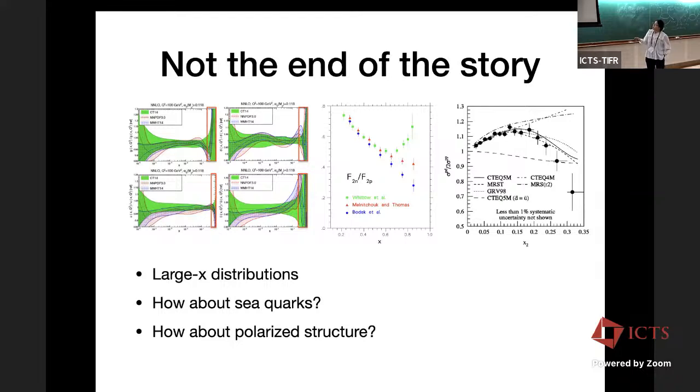And in particular, what's interesting is this F2 structure function ratio. And how about the charm quarks? We'll also discuss the charm quark. This is an interesting result that came out a couple of years ago. And finally, we will start discussing polarized structure.